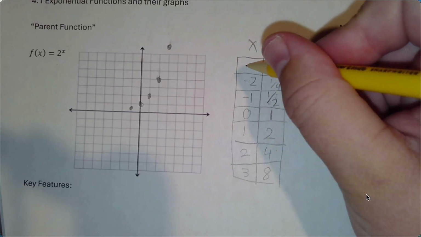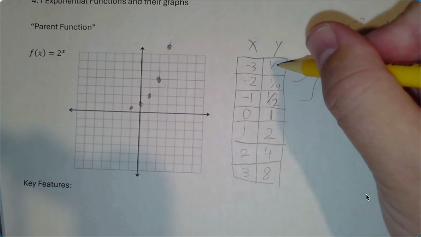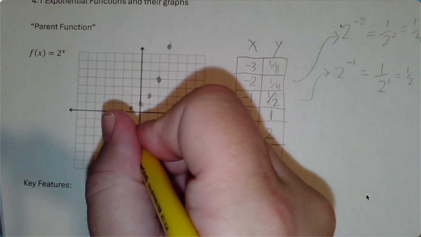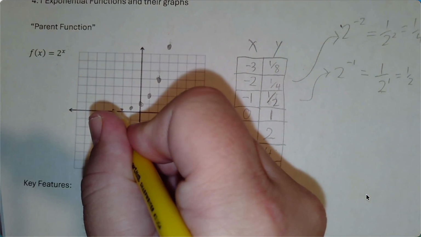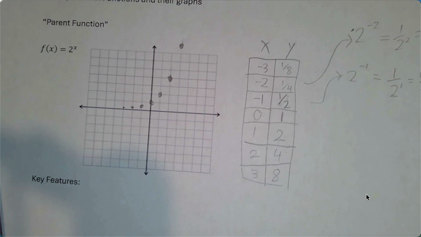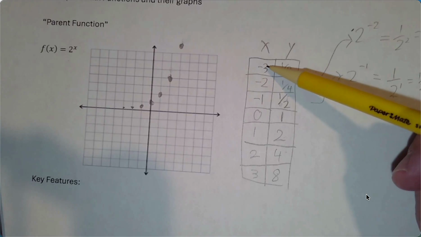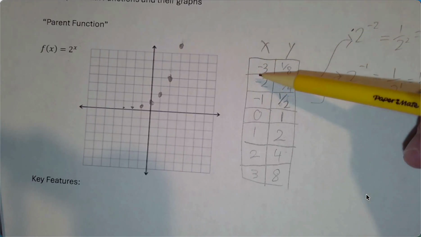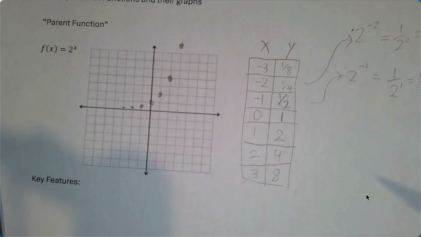So what do you think you get when you plug in -3? You guessed it, 1/8. Now, what does that look like on the graph? It essentially looks like this. And this goes on forever, but here's the main question. What happens as x approaches negative infinity? What happens as we plug in more and more negatives? Do I end up getting negatives?